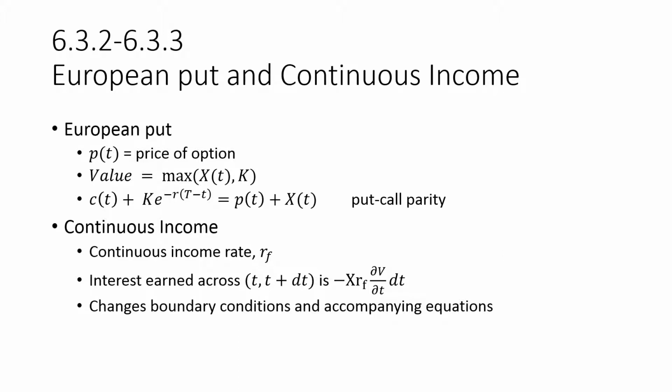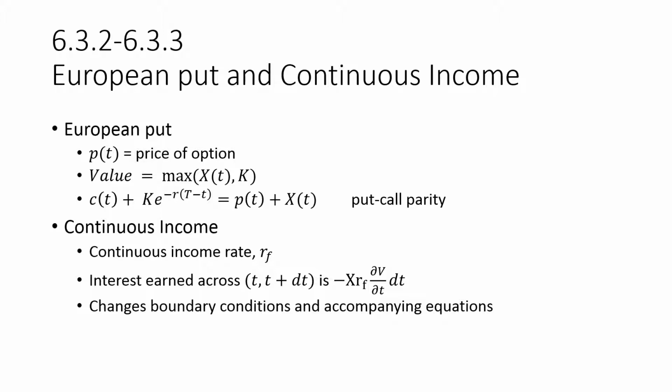To summarize the European put, you're looking at the price of an option in addition to an asset price, and basically you're taking the cost C sub t, or call option, and adding that to the discounted strike price you paid for that option, and that's called put-call parity. You can express it in two ways. Continuous income basically just incorporates an interest rate that is expressed as R sub f, and then you can evaluate the interest earned across the time period as follows on the screen.